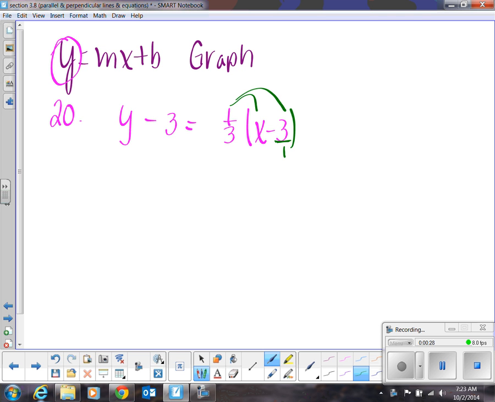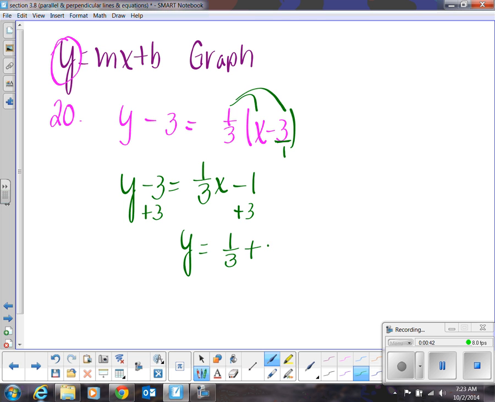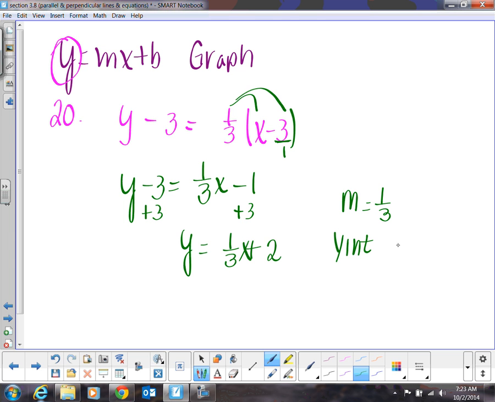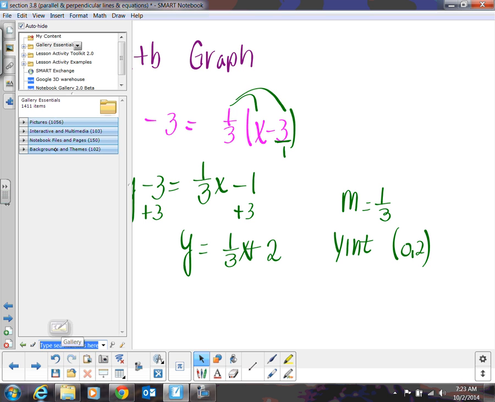That's 3 over 1. So you're going to say y minus 3, distribute 1/3 x, minus 3 over 3 is 1. Then you're going to add 3. Now we've got this in slope-intercept form. What is my slope? 1/3. What is my y-intercept in ordered pair form? 0, 2. So now in order to graph this, you are going to need to plot your y-intercept.